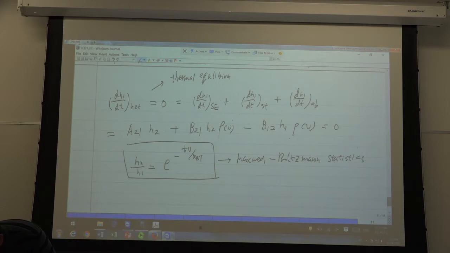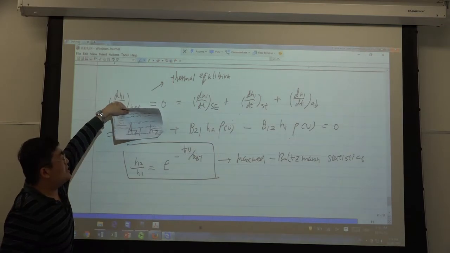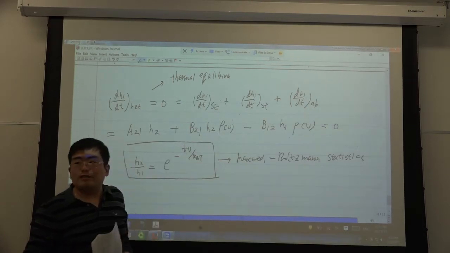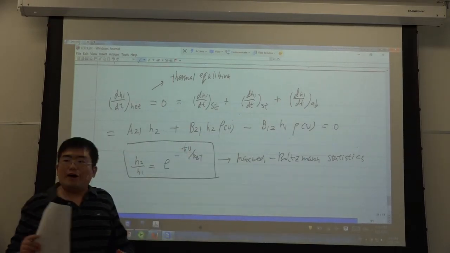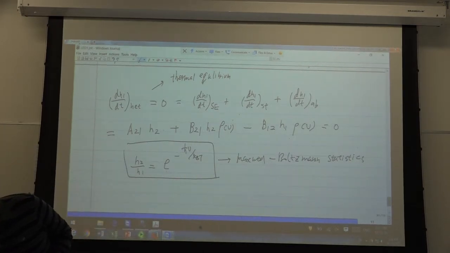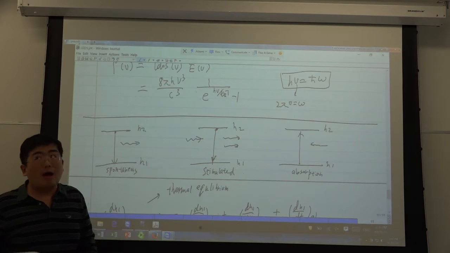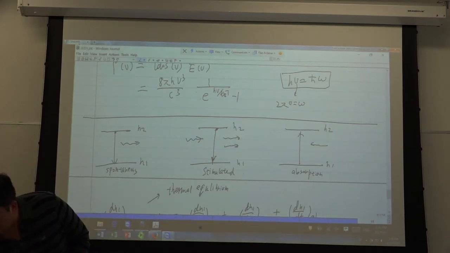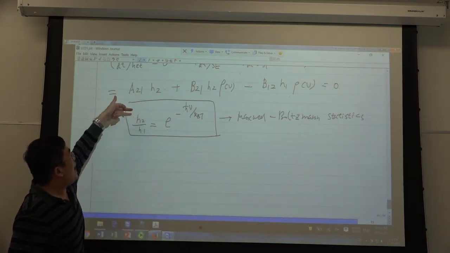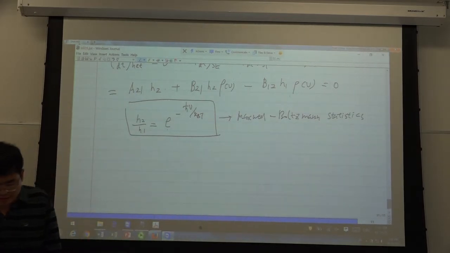Initially, people didn't know spontaneous emission exists. They assumed it did not exist. But Einstein found that N1 and N2 are not equal to each other. It means the number of atoms at the excited state and at the ground state are not equal at thermal equilibrium. They satisfy these statistics, the Maxwell-Boltzmann statistics. It means the number of atoms at the excited state is smaller.